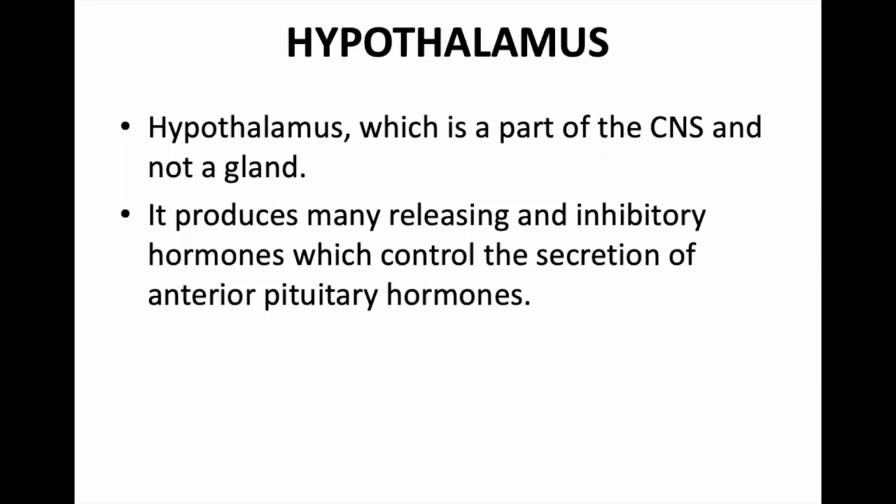The releasing hormone will stimulate the pituitary to release the stimulating hormone, and that stimulating hormone will go and stimulate the gland to release a particular hormone. If that particular hormone is high in your bloodstream, then the hypothalamus will release an inhibitory hormone to bring the level of the hormone back down. So the hypothalamus produces releasing hormone and inhibitory hormone.